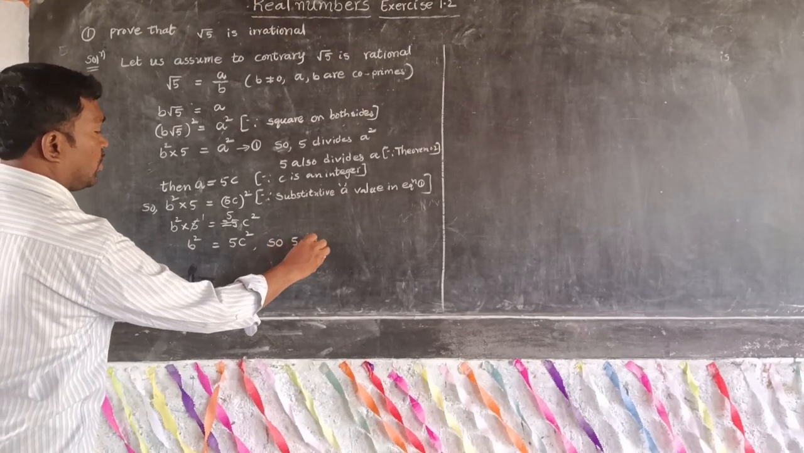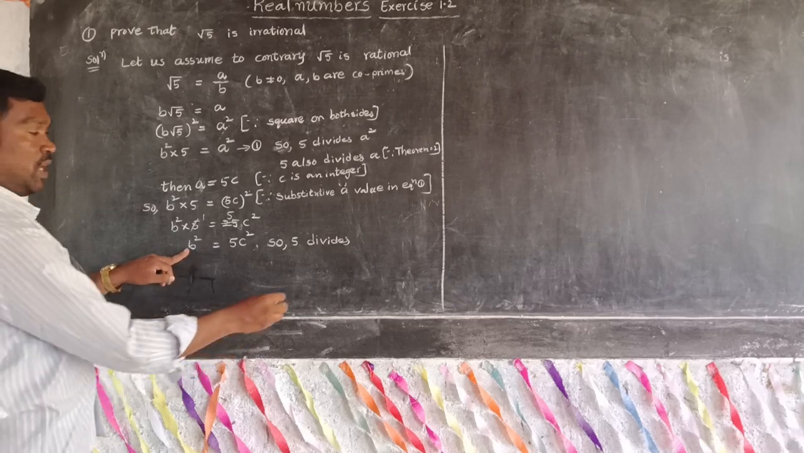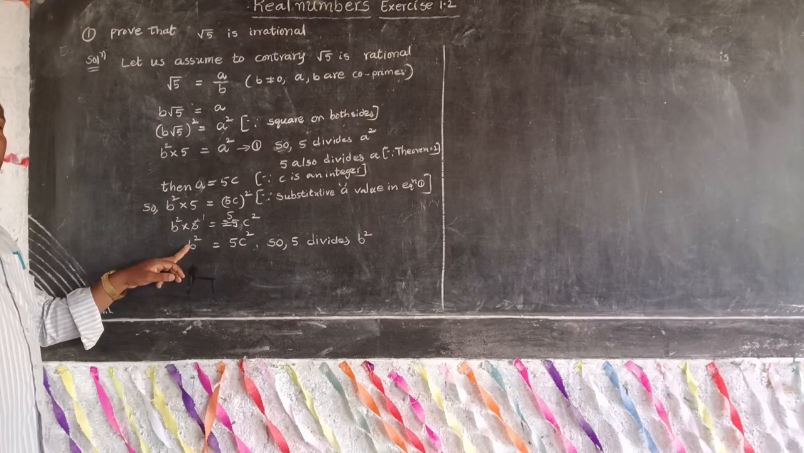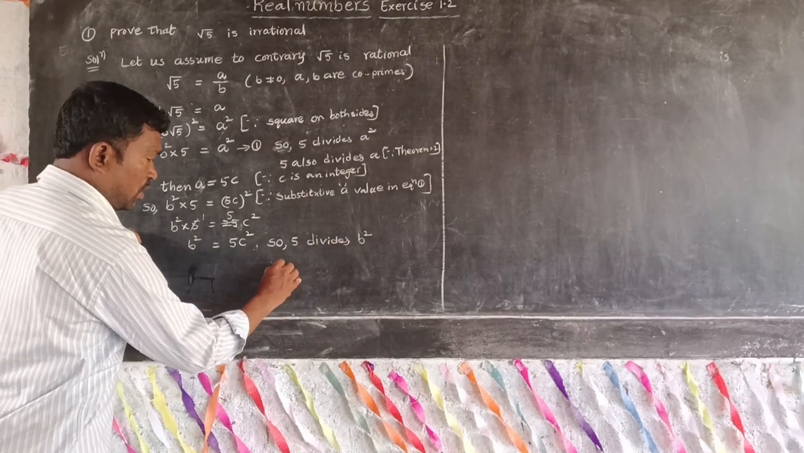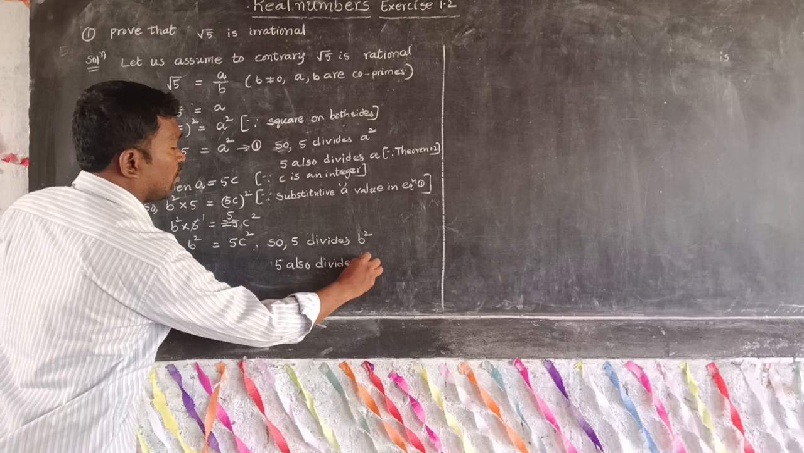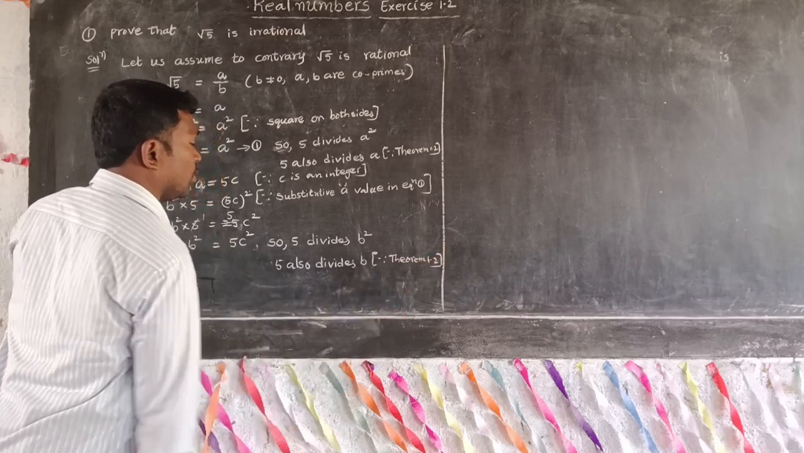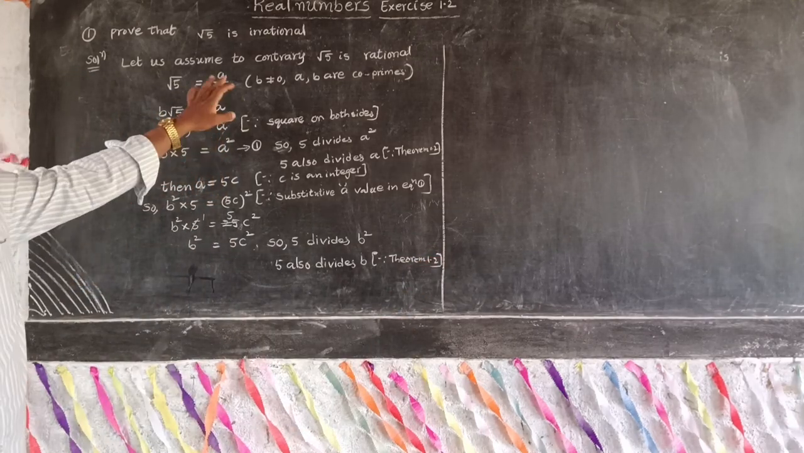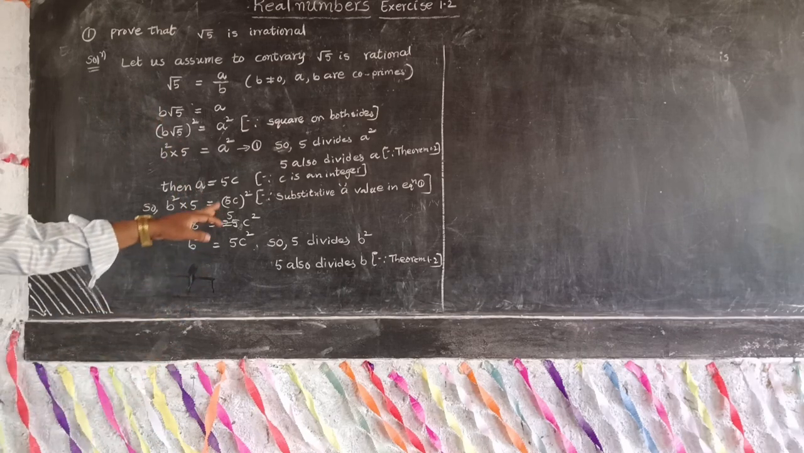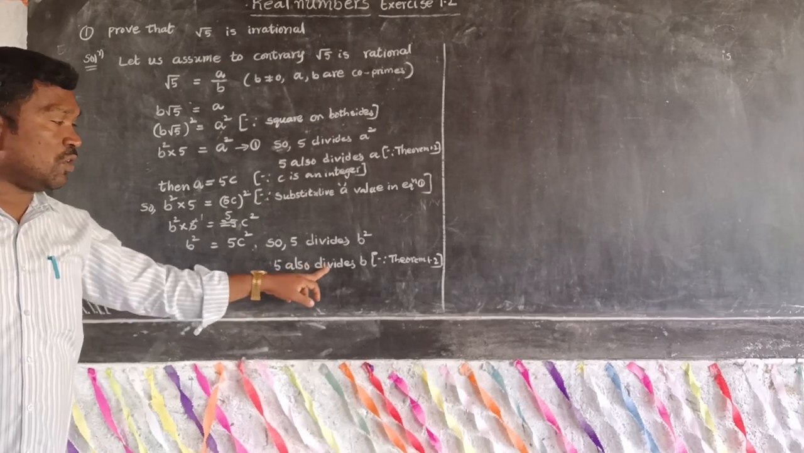B square equals 5C square means 5 divides B square. Why? 5 and C square both are factors of B square. 5 divides B square, so 5 also divides B, from Theorem 1.2. But initially A, B are co-primes. That means A and B have only one as the common factor. But here 5 is one of the factors of A, and 5 is also a factor of B.